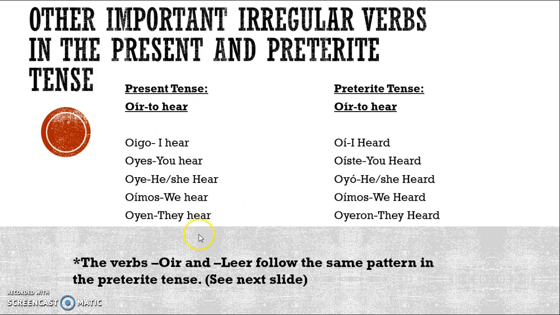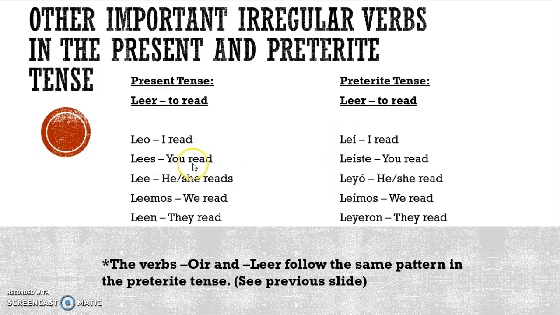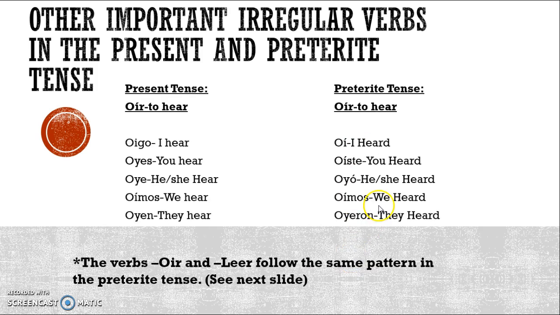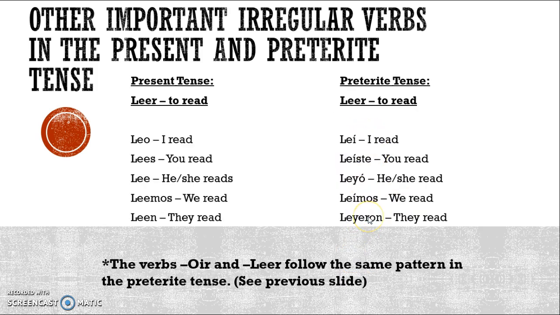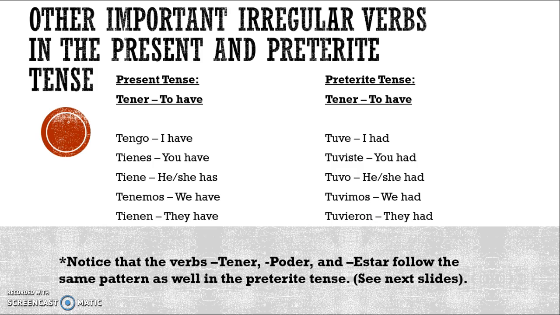Now notice this verb and the next verb on the next slide, they follow the same pattern, so they're going to look very similar. Let's look at it. In the present, leer means to read. In the present, leo, lees, lee, leemos, leen. In the preterite. Leí, leíste, leyó, leímos, leyeron. Again, this follows the same pattern as this verb. Compare them side by side. They look the same.